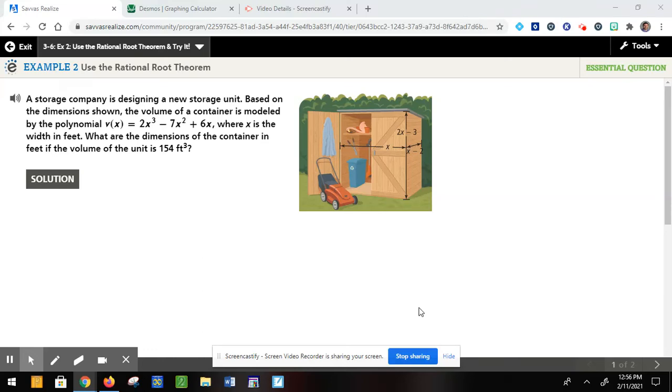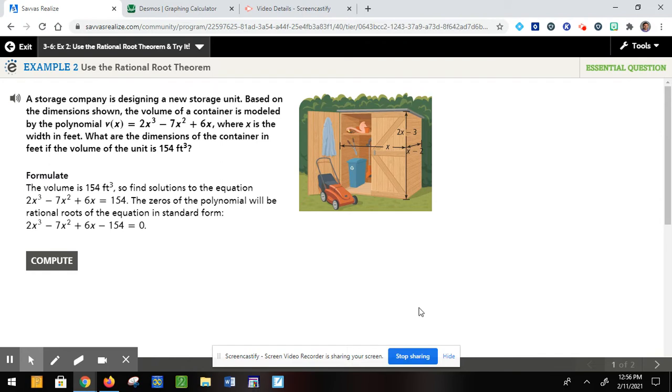So in this example, we're using the rational root theorem in some context. So we have a function volume of the storage unit, and we know that the volume is 154 cubic feet. So what we can do is set the expression for the volume equal to the volume. In order to find the zeros, though, you're just going to subtract that 154 over to the other side to set the equation now equal to 0.